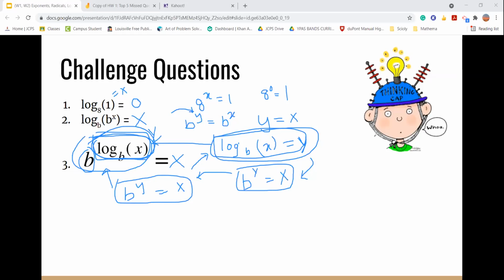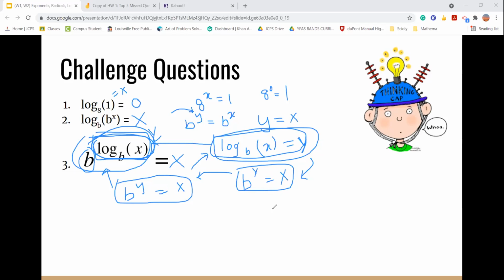Okay, wait. So would it be fine if instead of x you use something like z? Yes, it'd be fine. Okay. But the x in log base b of x is different from the other x, right? No, they're both the same. The other x, which other x?